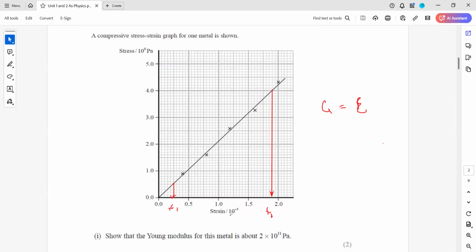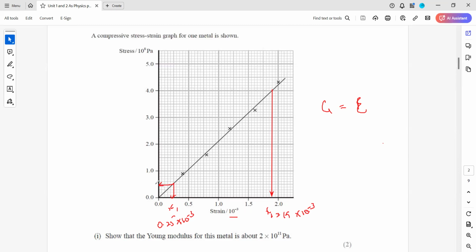And as I mentioned, whenever you use the values in the calculation, don't forget to use scientific notation. Say this is 0.25, so it is not only 0.25, it will be 0.25 into 10 to the power minus 3. And in the same way, x2 is not only 1.9, it will be 1.9 into 10 to the power minus 3.